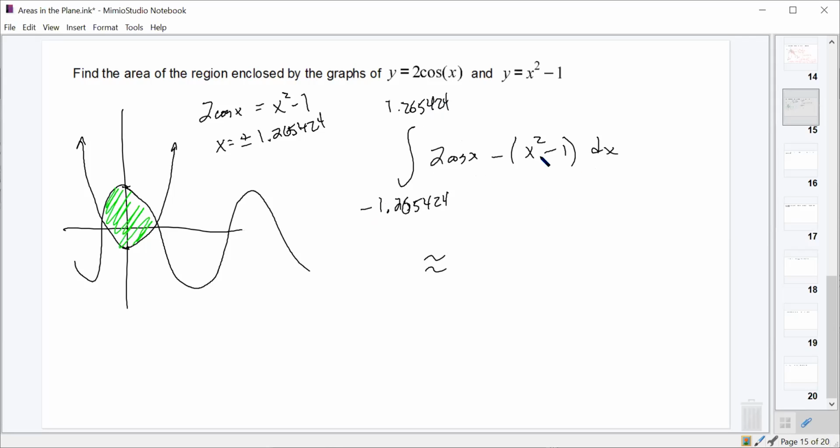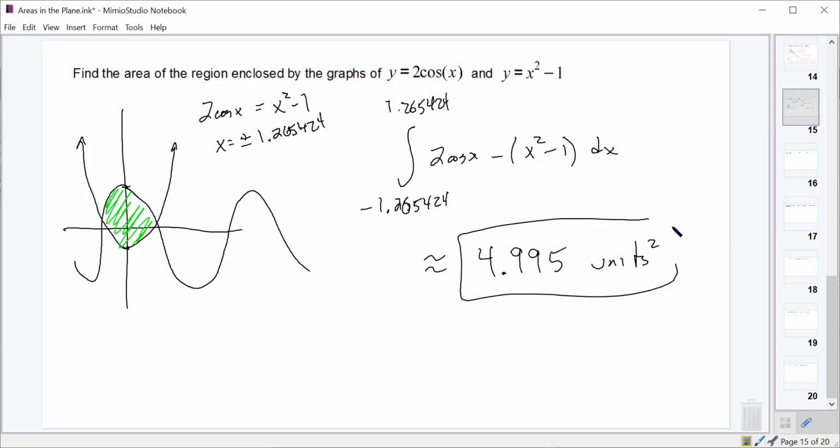If you'd like to distribute the minus sign through and just type in 2 cosine x minus x squared plus 1, that'd be great. Or you can type it with the extra parentheses if you want. But I found that sometimes the extra parentheses within the integrand mess people up. Put your dx and tell me what you get. 4.995, and we'll indicate units squared.